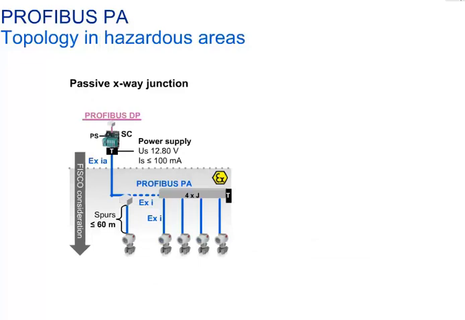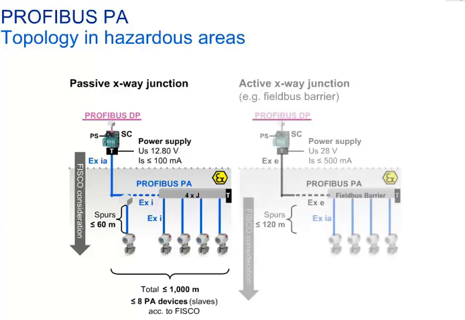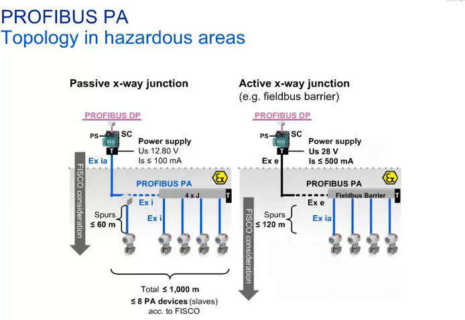According to FISCO, 2 different Profibus PA topologies are basically permissible in hazardous areas. A topology with passive X-way junctions allows for a maximum number of 8 PA devices per PA segment, and a maximum segment cable length of 1,000 meters. When using active X-way junctions, for example field bus barriers, more devices, up to 16 per PA segment, can be connected, and the maximum possible segment cable length is increased to 1,900 meters. The reason is that the field bus barriers can be supplied with more power via an XE connection.